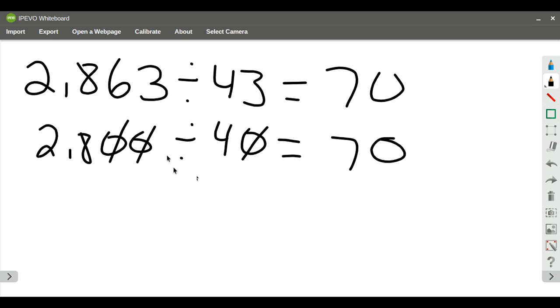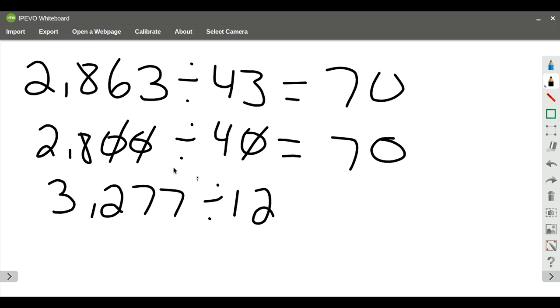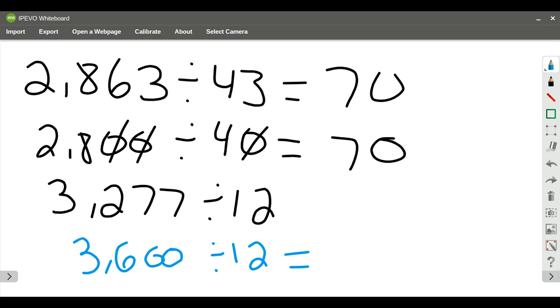Okay. Next math fact I'm going to do is 3,277 divided by 12. And I'm actually going to leave 12 alone because I like that value for 12. And I'm going to find a math fact that's going to be near 3,277, which is going to be 3,600. So my answer is going to be, look here, 36 divided by 12, 3. And then my 2 zeros come over to this side, and I end up with 300.